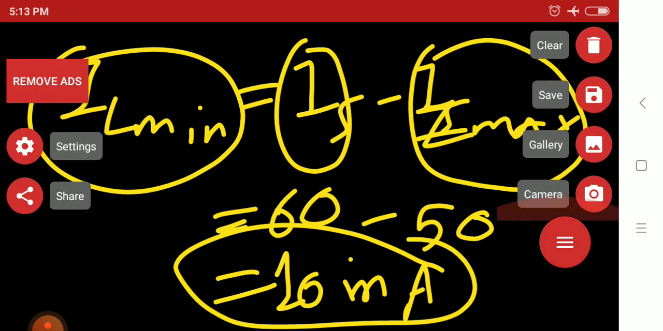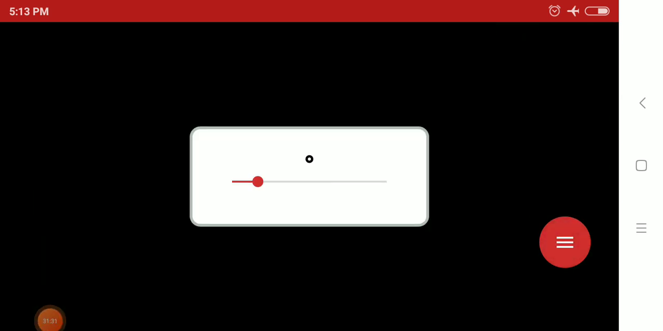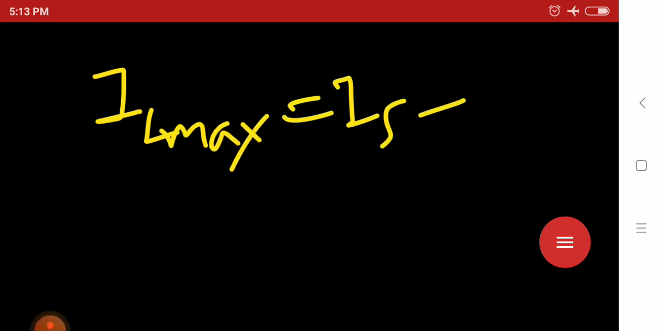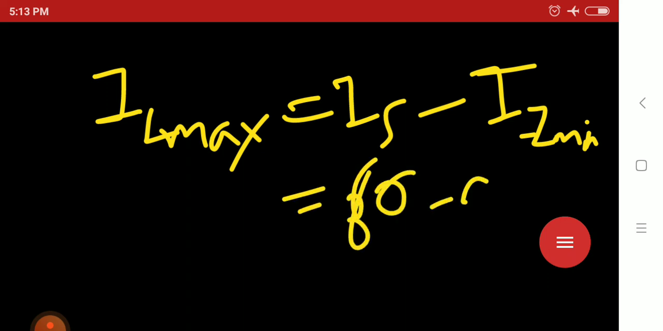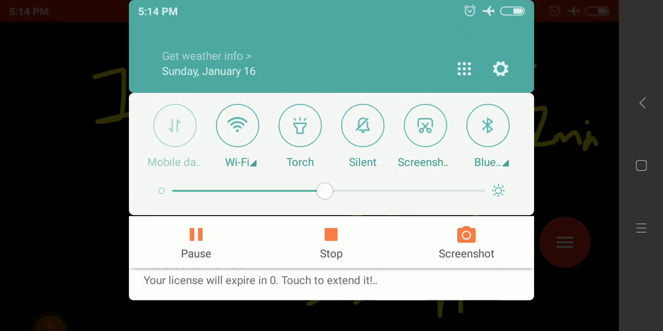Again we have to get the maximum load current. IL max equals Is minus Iz minimum. Iz minimum we already obtained, that is 5 milliampere. That means 60 minus 5, that is 55 milliampere. So this is IL max. So that is it for today. For the time being, thank you.